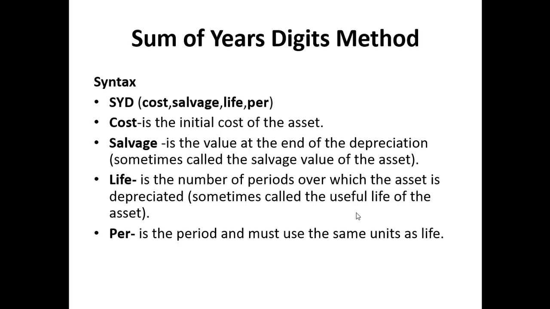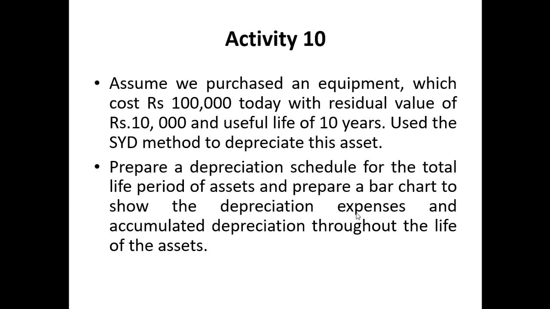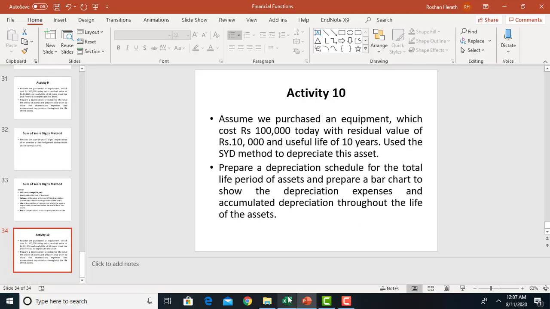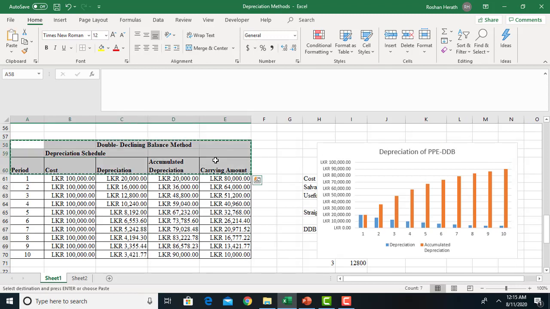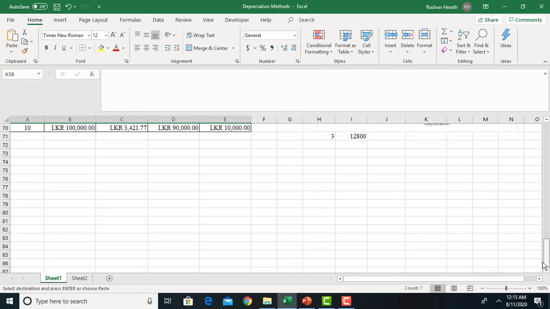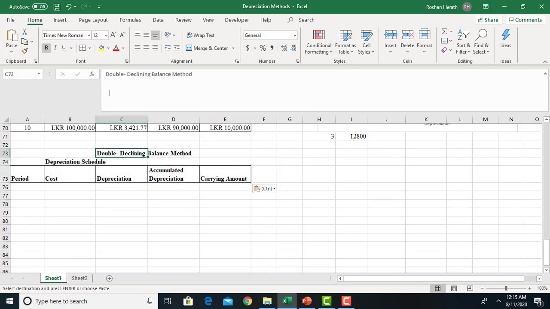So we would witness that, and we will even see how it may work in a manual setting. Right. We have taken the same example and we may go and work this out. So it's going to be the sum of year digit method.